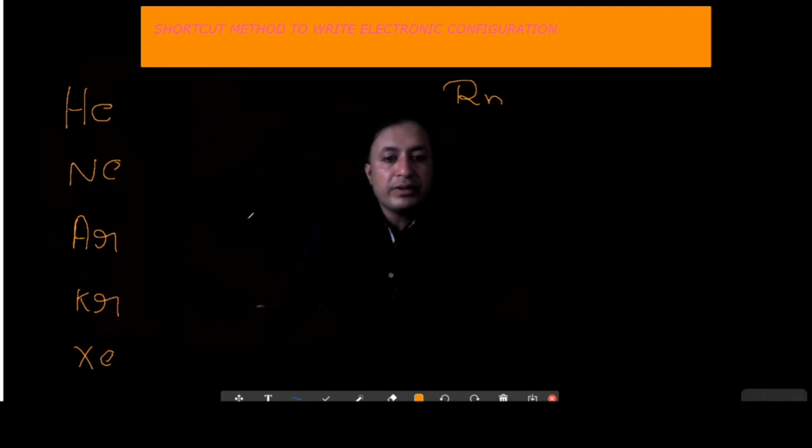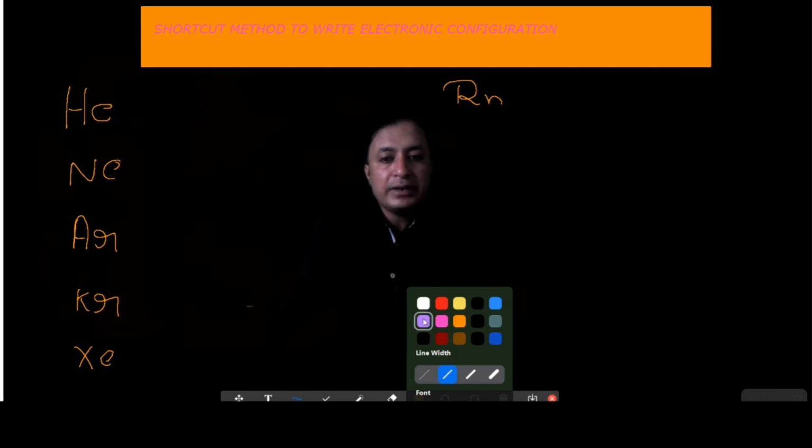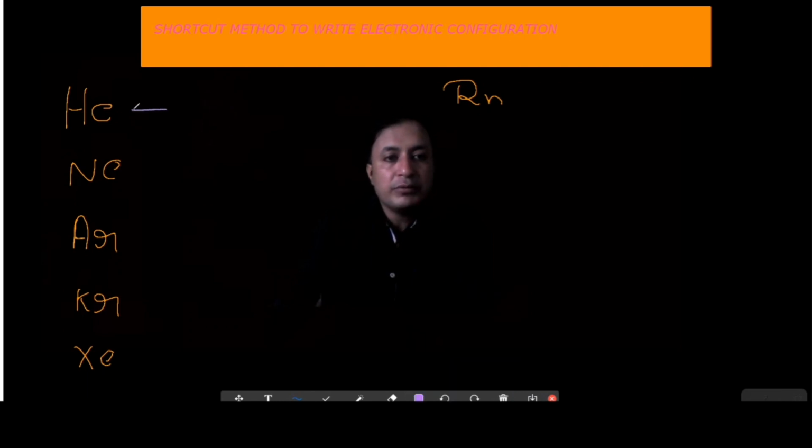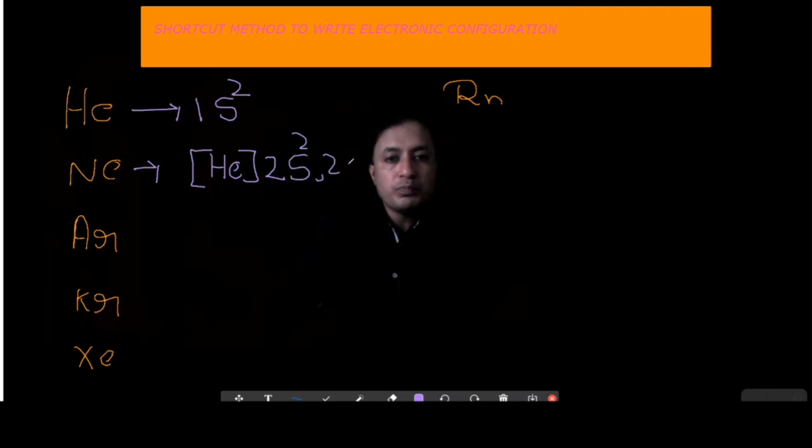Now, electronic configuration of the noble gases, if you have to write, then the electronic configuration of helium, you all know, is 1s2. Then for neon it is what? Neon is 1s2, 2s2, 2p6. But what we can do here, if you write helium in the square bracket, it represents 1s2 only, and then you will be writing only 2s2 and 2p6. That is how you can write the electronic configuration of neon in a shortcut way.